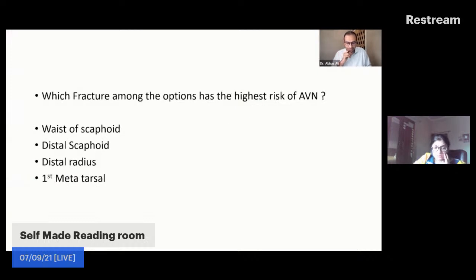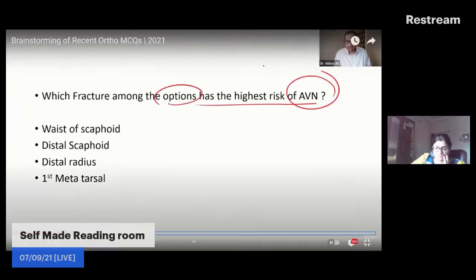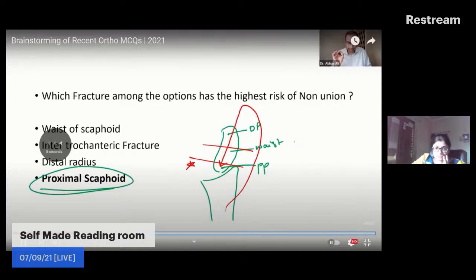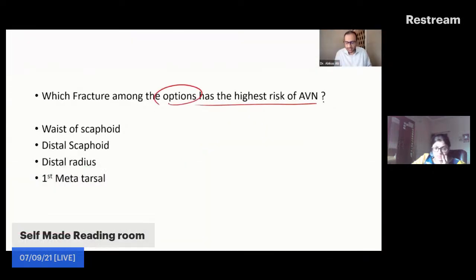Next, look at this. Which fracture among the options has the highest risk of avascular necrosis? Harish, come on.